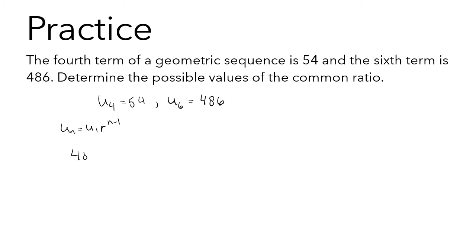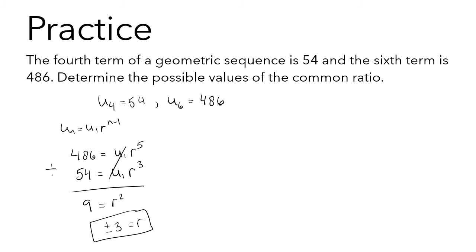I'll start with 486 equals u1, which I don't know, times r, which I don't know, but I do know that the exponent would be 6 minus 1, which is 5. And the second equation is going to be 54 equals u1 r to the 4 minus 1, which is 3. If I divide these 2 equations by each other, 486 divided by 54 is actually 9. And then u1 divided by u1 is 1, so that cancels. And then r to the 5th divided by r to the 3rd is r squared. Take the square root of both sides and I get plus or minus 3. So r could be positive or negative 3.